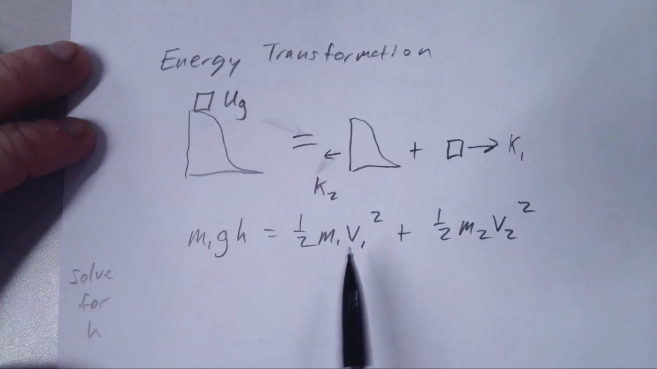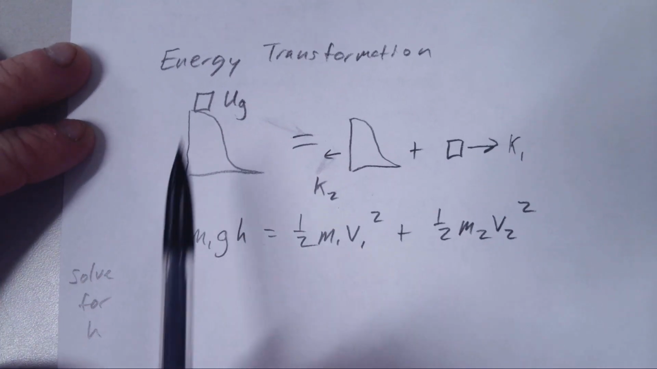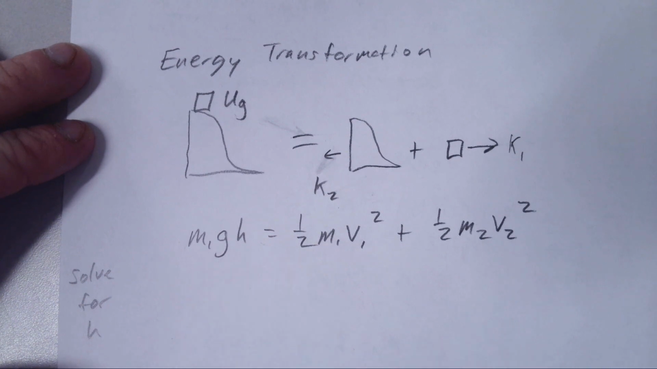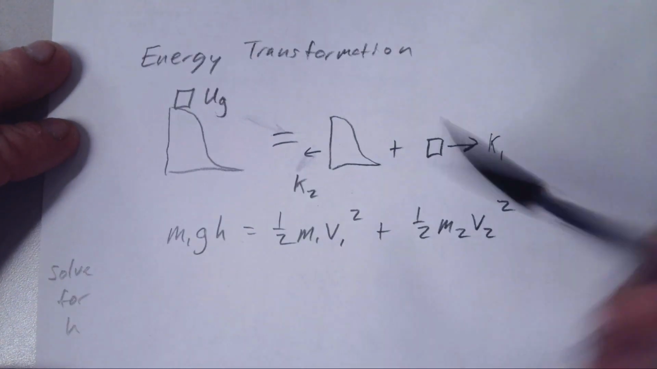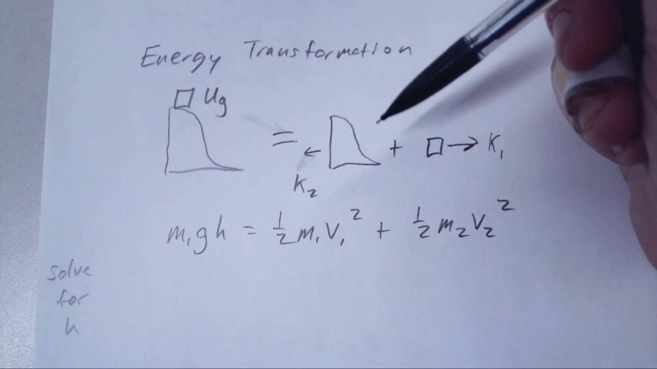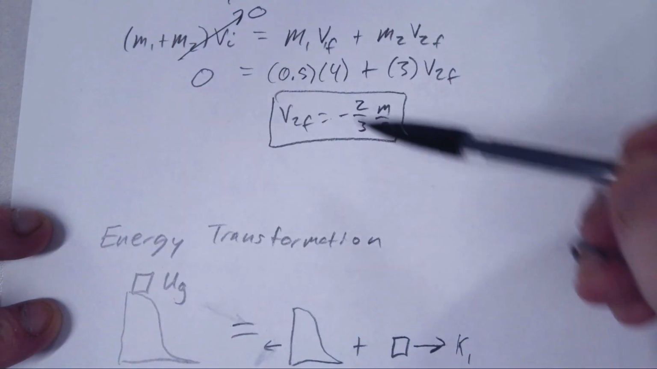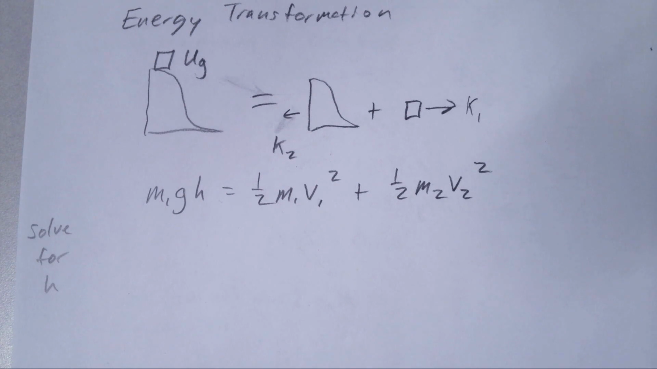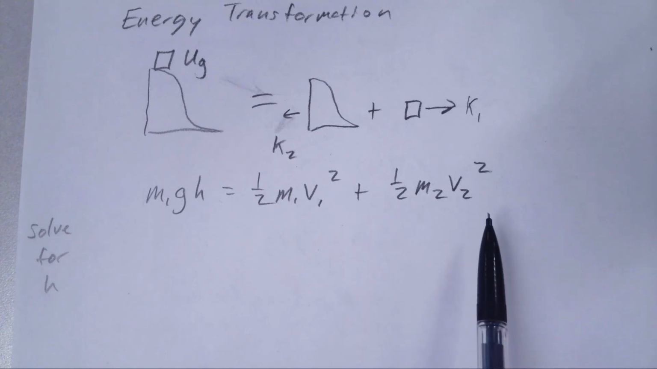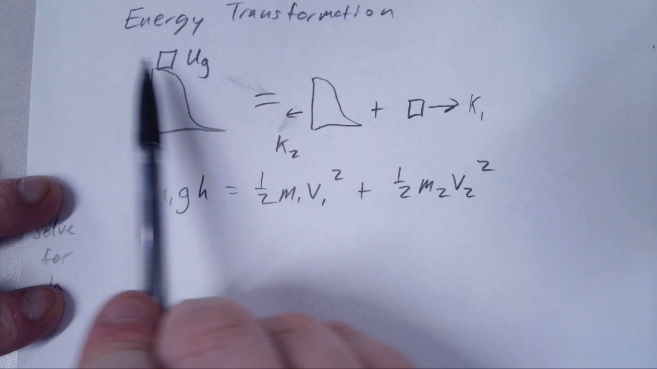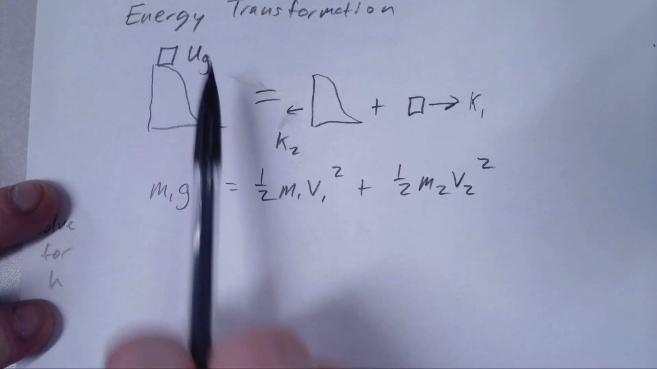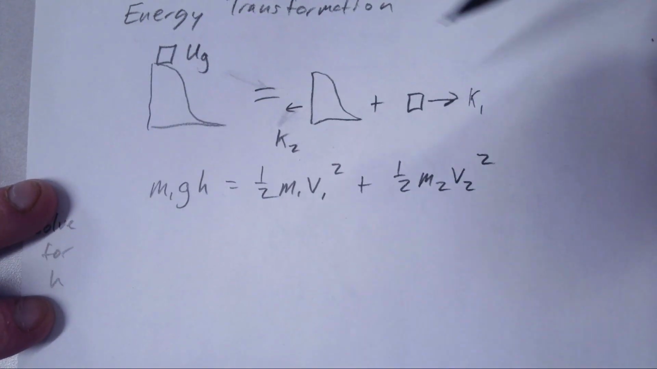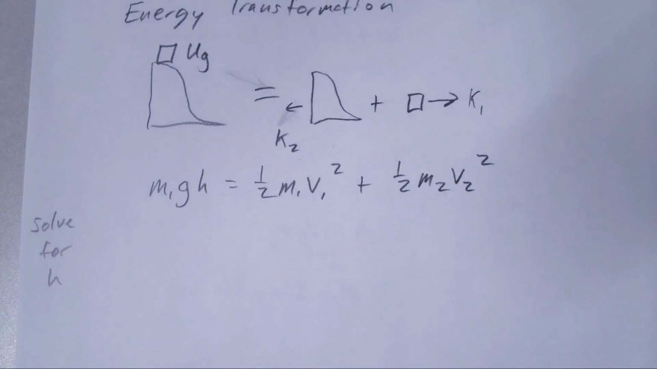So we have this equation here. This is the potential energy, M1 times G times H. Here's the kinetic energy of this, and because kinetic energy is a scalar, it doesn't matter that you have a negative 2/3 here. When you square it, it's going to be a positive number. And then we have the kinetic energy of that. So this potential energy stored in the block is converted completely into the kinetic energy of the block and the ramp that we have here.